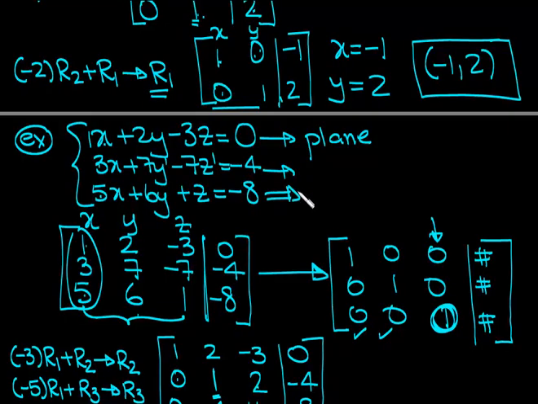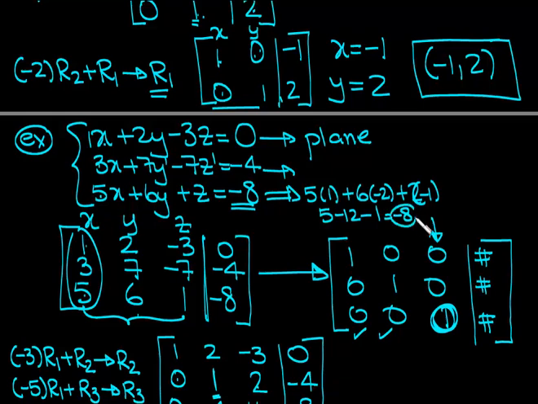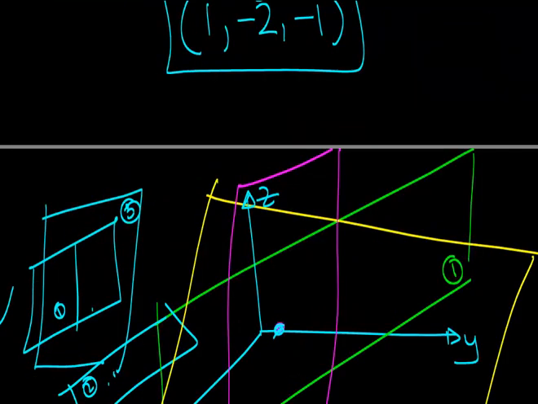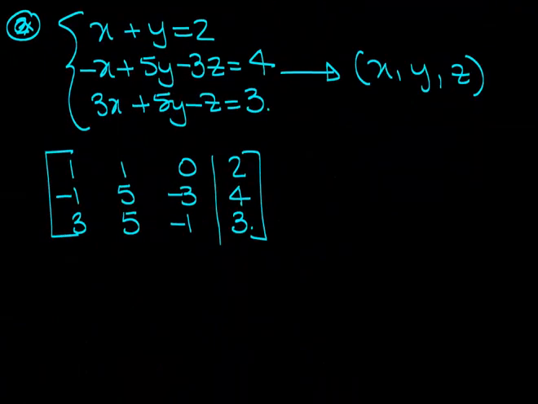You should check all 3, but if you're lazy, at least make an effort to check the first one. X is 1, so we get 5 times 1. Y is negative 2, so you get 6 times negative 2. And Z is minus 1, so we get minus 1. And that should all equal negative 8. So let's see. We have 5 minus 12 minus 1. So you get 5 minus 13 is negative 8. So we know that was the right answer. You should check all 3, but if you don't have time, at least make sure you check the last one.